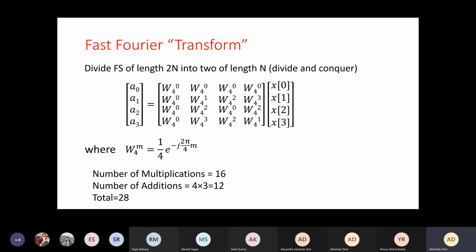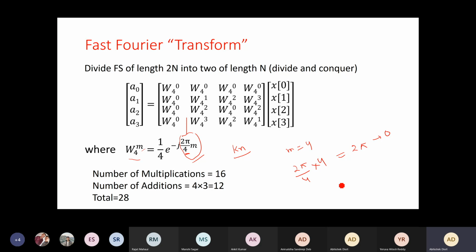So we are going to discuss that, and the first strategy is to change some notation because it will ease our explanation. We have introduced this notation W_4 to the power m, which is this signal. The important thing is that this m represents k times n. And we can see that because we have 4 here, right? So suppose m is 4. Then we have 2 pi by 4 times 4, right? So this is 2 pi, which is the same as 0.